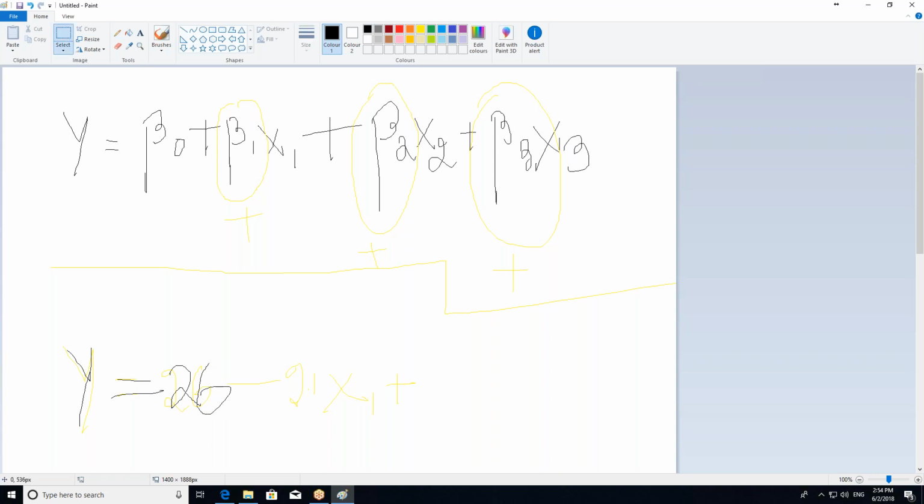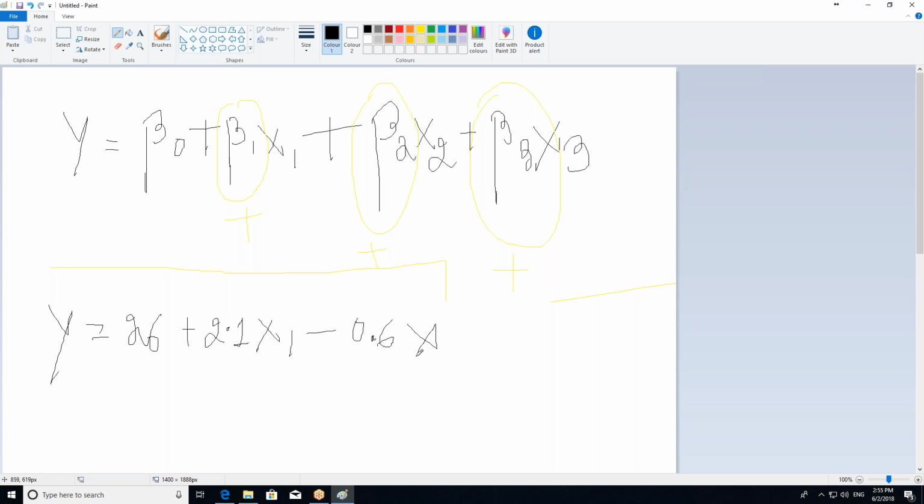Okay, one second. Let me erase it. So I build a model and I get something like this: some value, plus 2.1 x1, minus 0.6 x2, plus 1.2 x3. Here you see the difference.